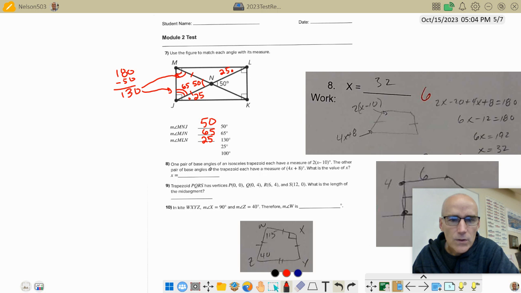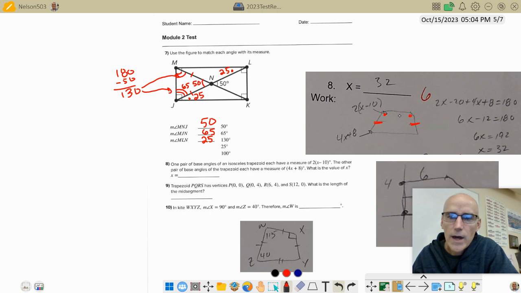Pair of base angles in an isosceles trapezoid. So you notice I marked the sides equal to each other. And then it says a pair of base angles in an isosceles trapezoid have a measure 2 times x minus 10. So that means this one's 2 times x minus 10, and this one's 2 times x minus 10. Those are two base angles that are equal to each other. And then down here, we got 4x plus 8 and 4x plus 8 for these two base angles.